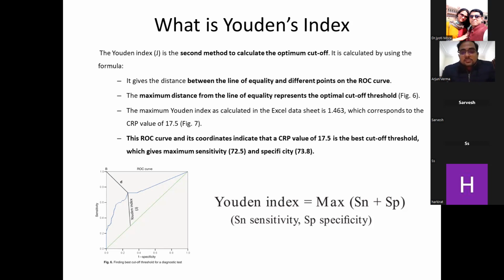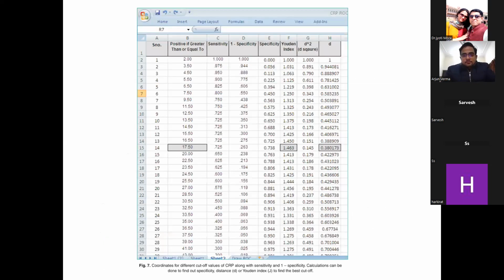The point where the Jordan's index touches the curve is the cutoff, and that cutoff will ensure the maximum sensitivity and specificity possible for the test in diagnosing the disease. I tried to make a sincere effort to make you understand. Still, if you have doubts, you can tell me at the end of the seminar. Moving to the next slide. Jyoti, next slide, please.